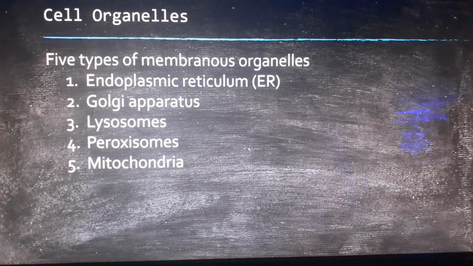Okay, so this is chapter 3, part 1, and picking up at slide 27. We're just about to start describing the membranous organelles. The 5 types of membranous organelles would be endoplasmic reticulum, Golgi apparatus, lysosomes, peroxisomes, and mitochondria.